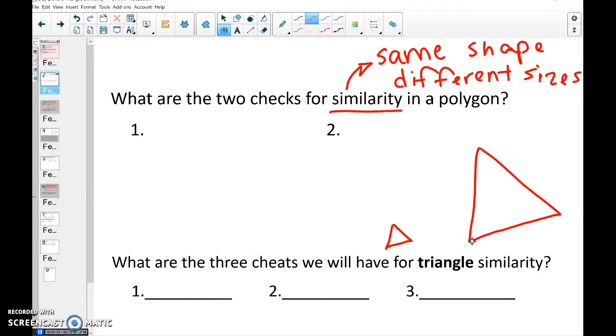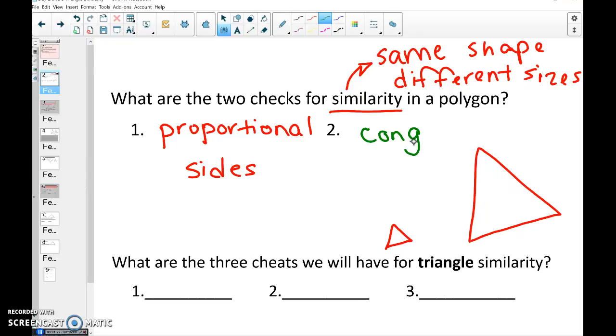What that means is that we're going to have proportional sides, which means that the sides might be double or triple or quadruple the sides, but the angles are going to be congruent.